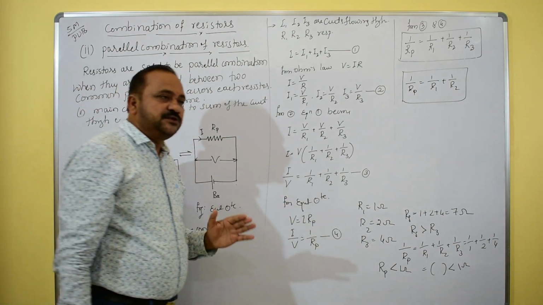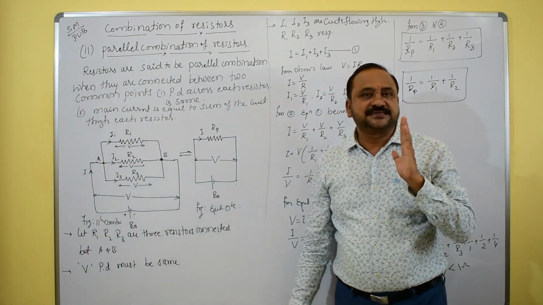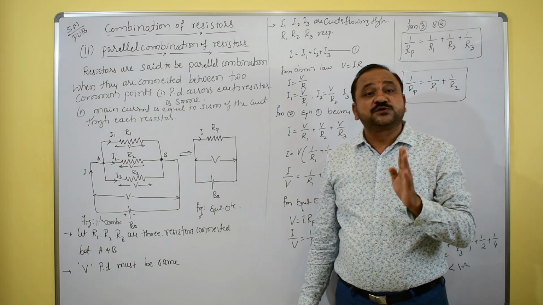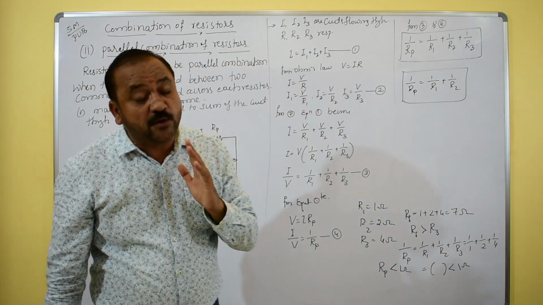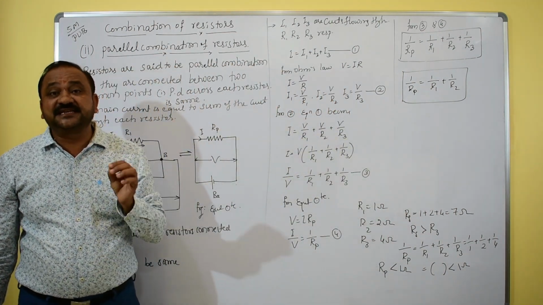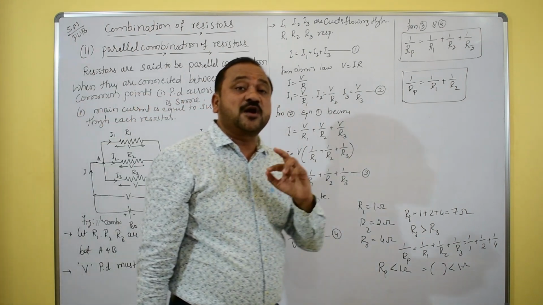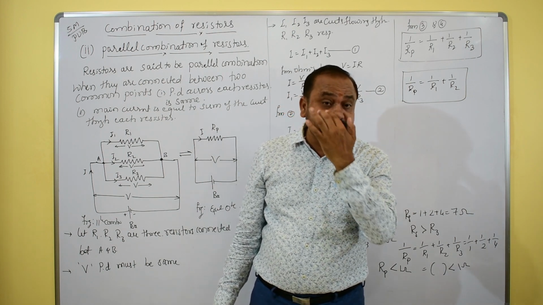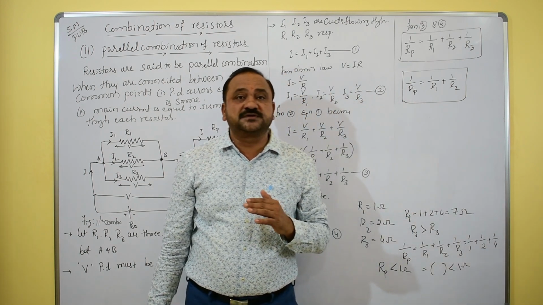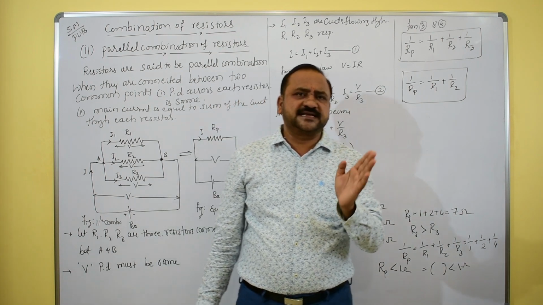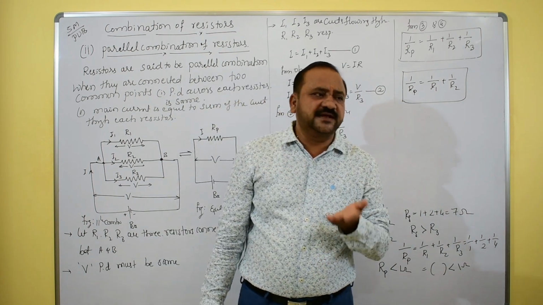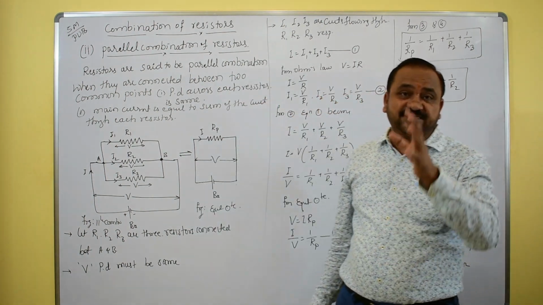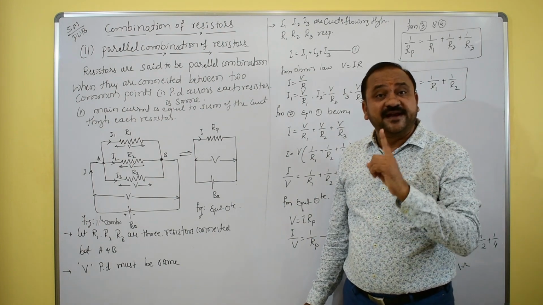So always read the problem carefully, then you can analyze it. Okay, so this is what I have discussed in this session: series combination as well as parallel combination of resistors. Apart from this, in the next class I am going to discuss some more combinations, the different values, and one more thing: cells, EMF and internal resistance. This concept I am going to discuss in the next class.